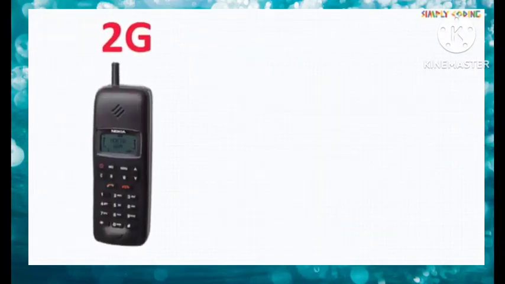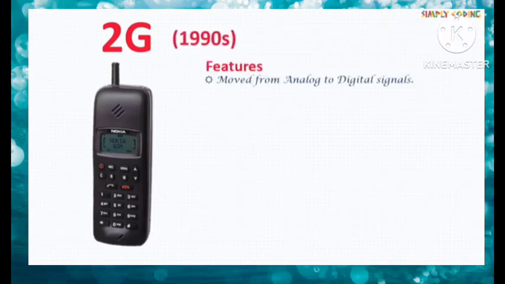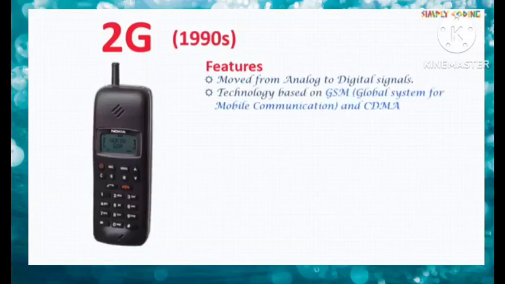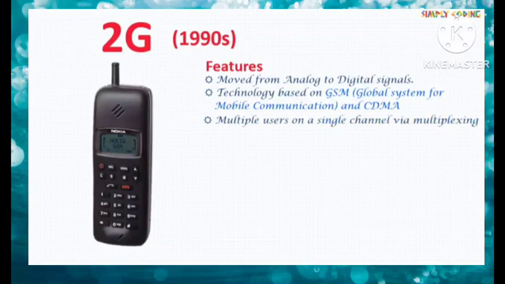Cell phones received their first major upgrade when they went from 1G to 2G. 2G was launched in the 1990s. The voice transmission moved from analog to digital signals. Technology was based on GSM, that is Global System for Mobile Communication, and CDMA. 2G capabilities were achieved by allowing multiple users on a single channel via multiplexing. In 2G, data speed was up to 64 kbps.